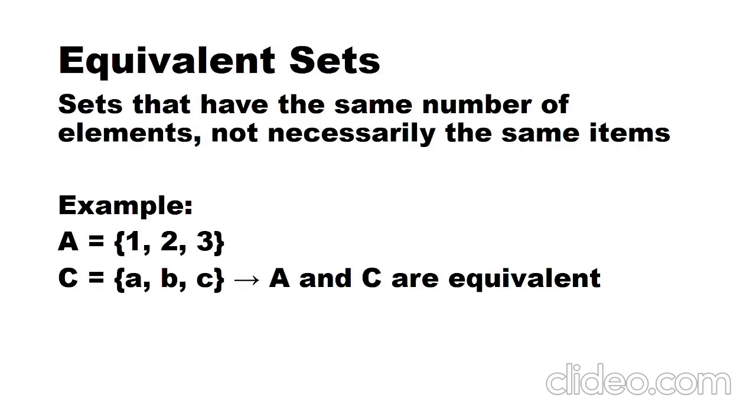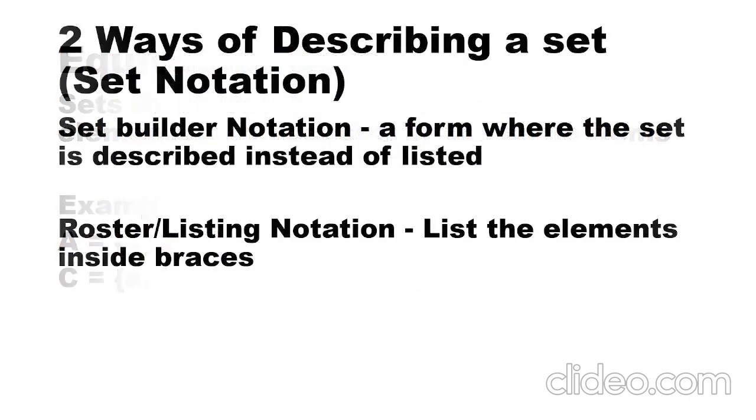So you have here an example. Set A is equal to 1, 2, 3. Therefore, this set A has three elements. And the other one is set C, which has elements A, B, and C. Set C also has three elements. So they have different elements, but they have the same number of elements. Set A has three elements, set C has three elements. Therefore, set A and C are equivalent sets. I hope that is clear to you.